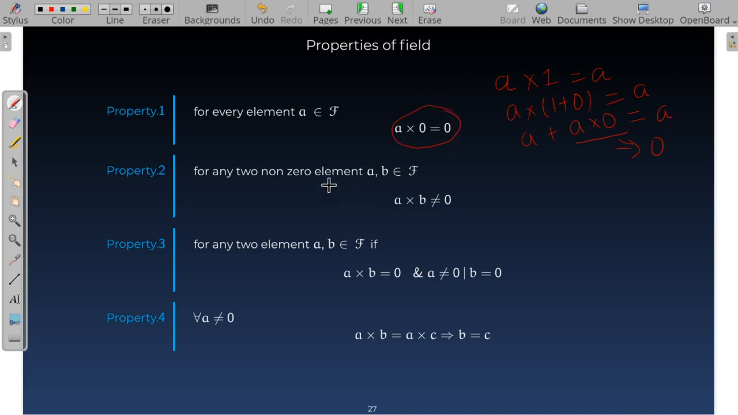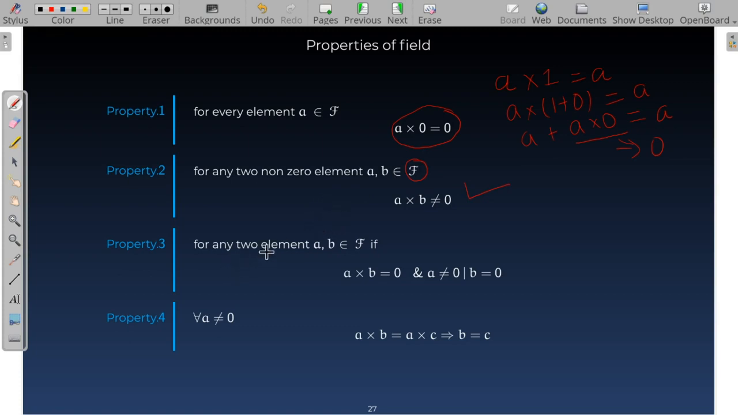Now the second property is that for any two non-zero elements a and b of F, a times b should not be equal to 0. The non-zero elements of the field F form a multiplicative group, right? Non-zero elements of F must be a commutative group under multiplication. It means a times b should be a non-zero element of F if a and b are non-zero. So this directly follows from the definition.